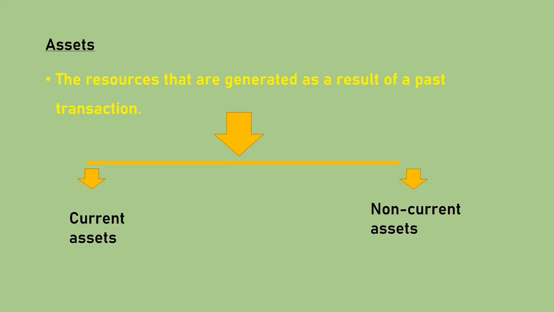Current assets means the assets that are expected to be used, sold, or converted into cash within a 12-month period, which means within a short time period. As examples, cash and stocks can be considered current assets. Next one, non-current assets, which means fixed assets. Fixed assets means assets which are used in the business for more than one financial year. There is no intention of converting them into cash in the near future. As examples, land and building, motor vehicles.